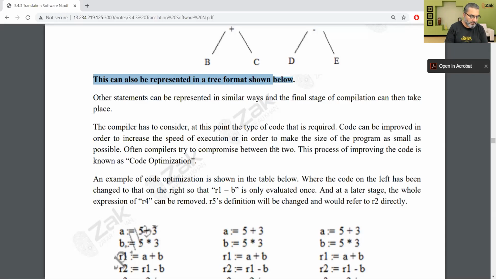All right, so object code is sort of assembly language code, and machine code is basically, let me show it to you.